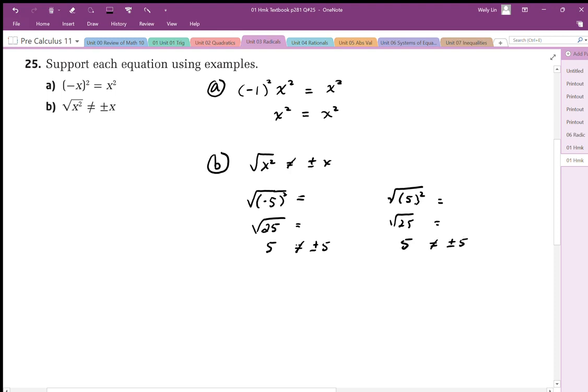So in both cases, regardless of whether you use positive or negative, we only get one solution because the square root is always the positive value.